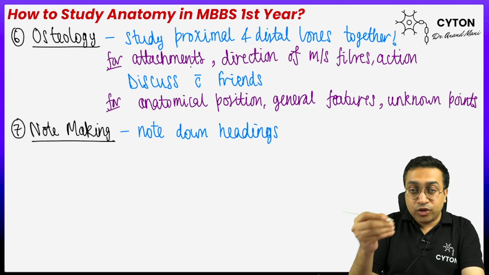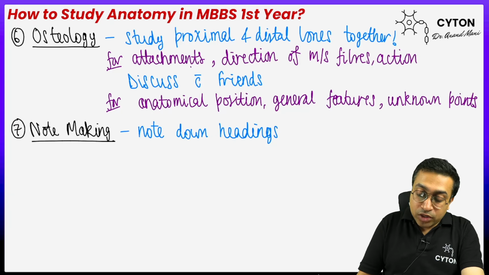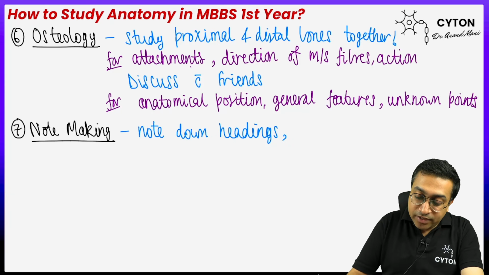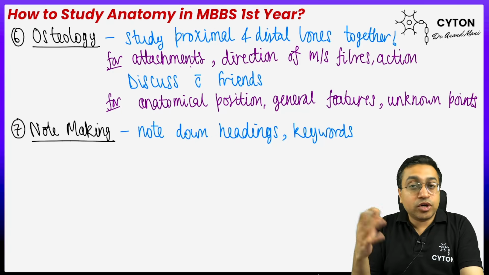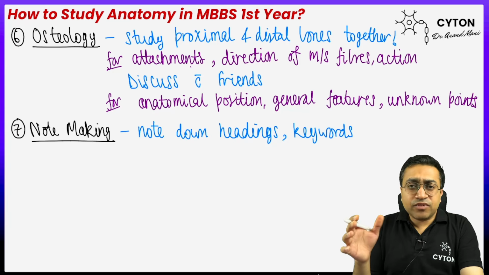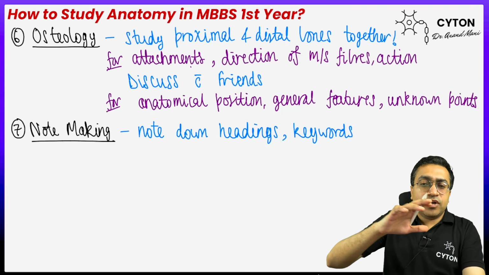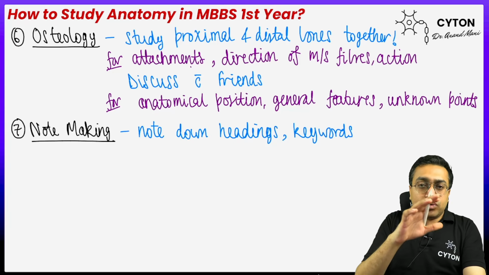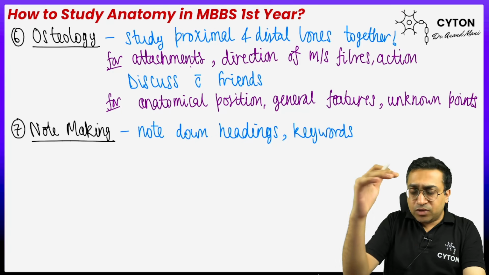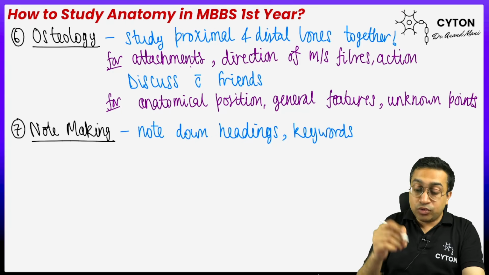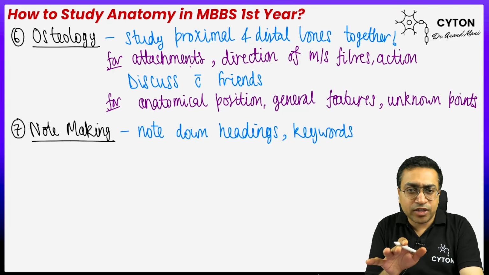Then after you note down the headings, you have to note down the keywords. Keywords, like for example, if someone is teaching you the shoulder joint, someone will begin with the introduction, then talk about the type of joint, then articular surfaces, bones involved, ligaments. These will be the main headings which you have to note down simultaneously. It's not a difficult thing to note down.